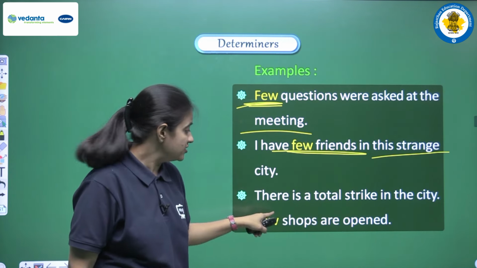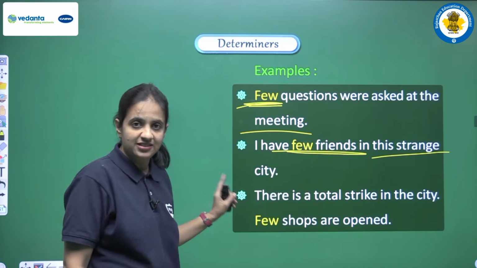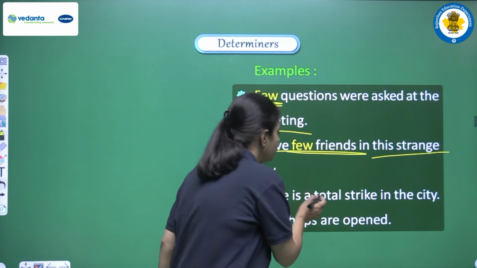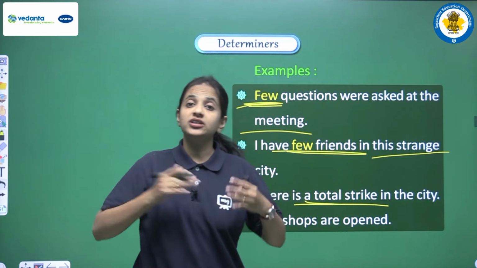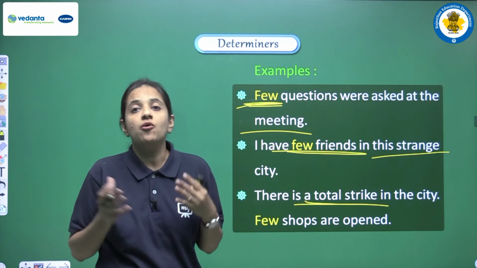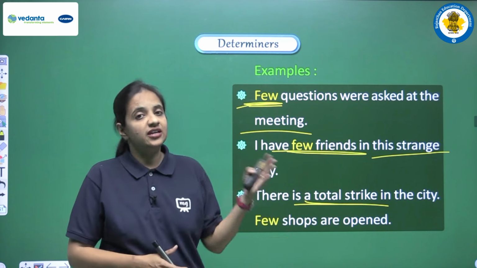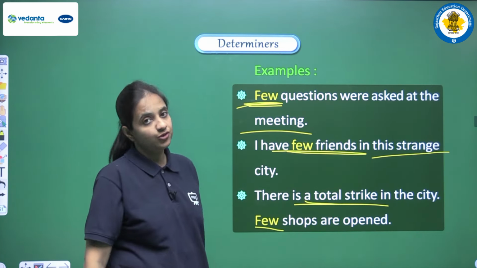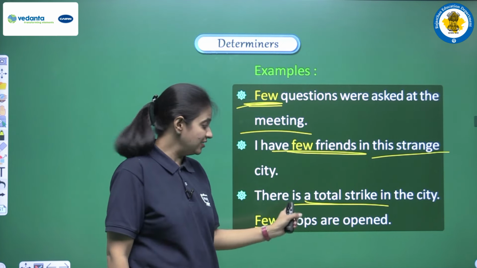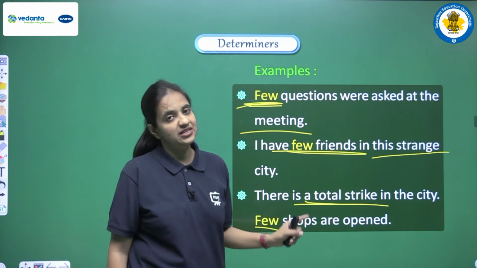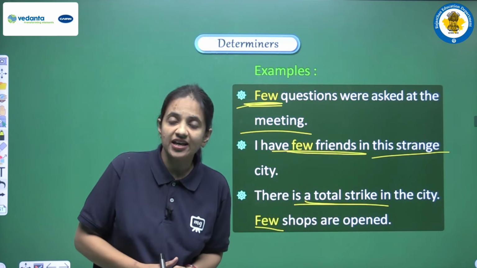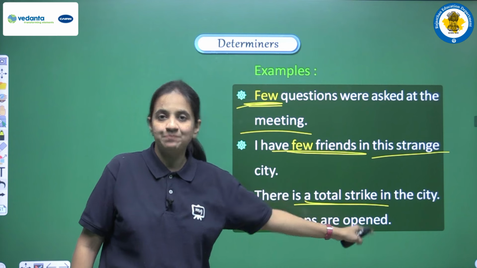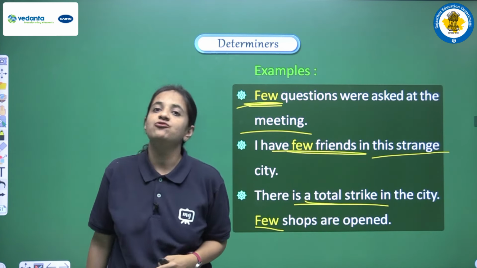The next sentence is: There is a total strike in the city, few shops are open. Now focus on the first sentence in this example: There is a total strike in the city. Obviously because of the strike, almost no shop was open, and this is the reason we are using few here and making the sentence: few shops are open. It means all the shops are closed because there was a total strike in the city. Clear?